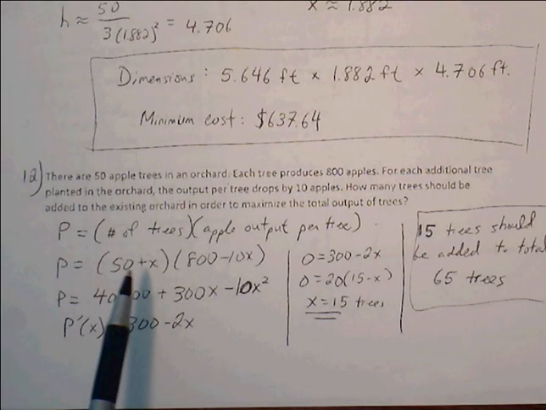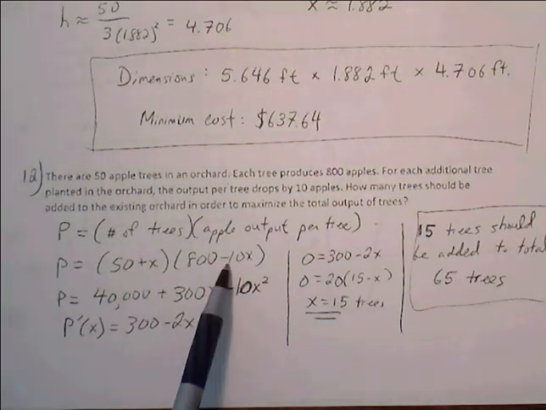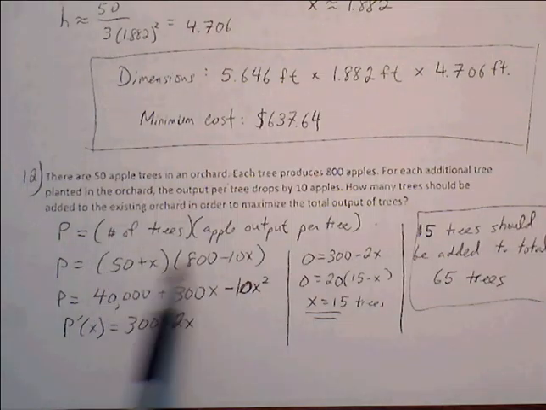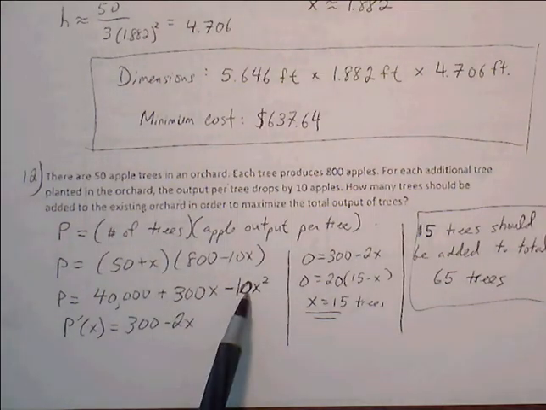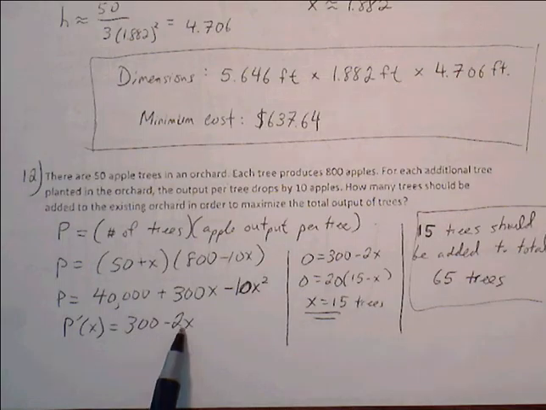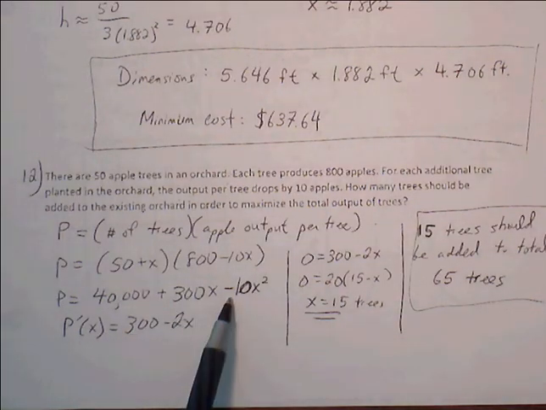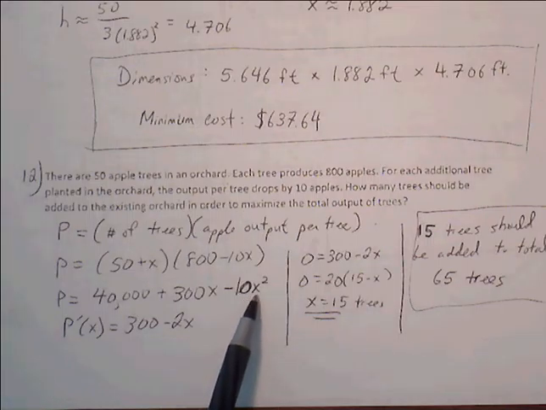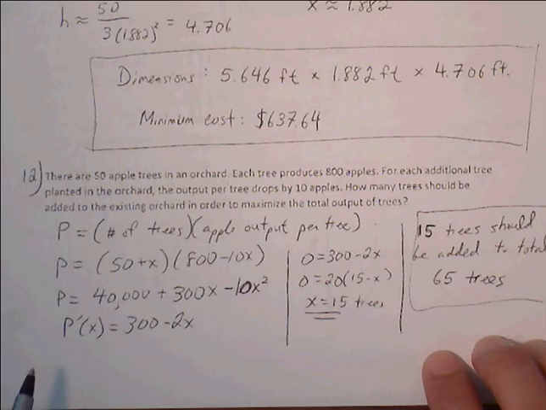All right, so now we have everything already in terms of x. We just have to clean this up by expanding everything through. Once we have expanded everything through, we can find the derivative. 40,000 goes to 0, 300x goes to 300. Negative 10x squared becomes negative 20x. All right, this should be negative 20x.